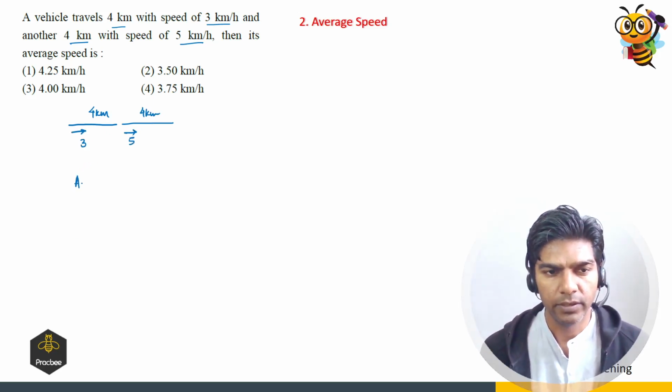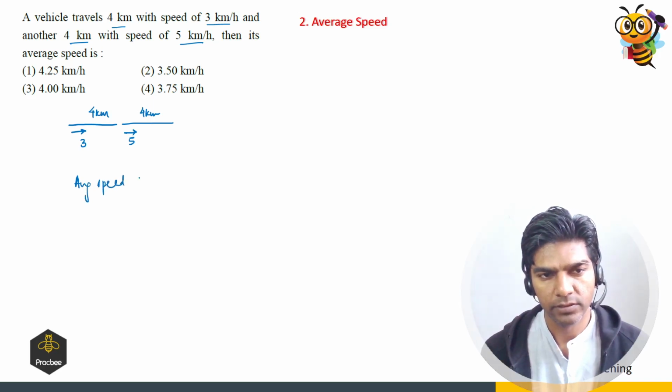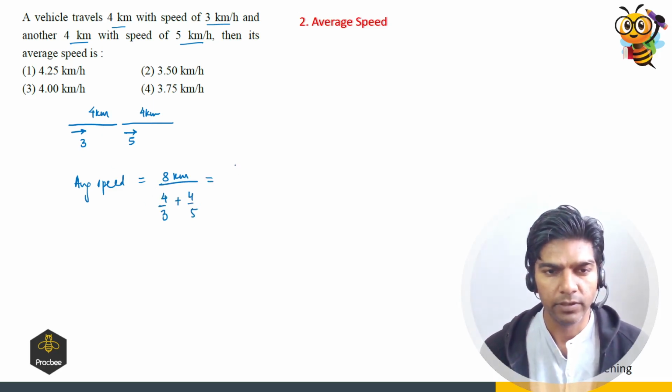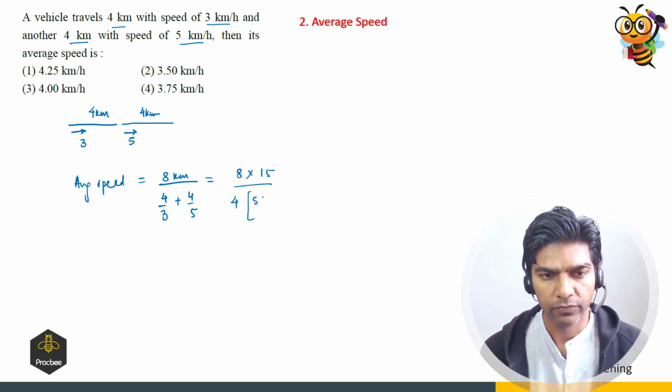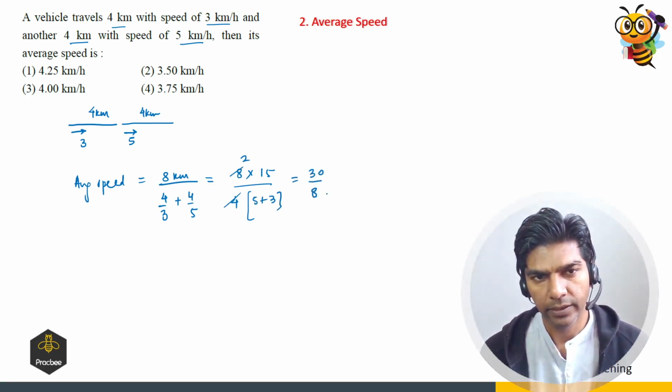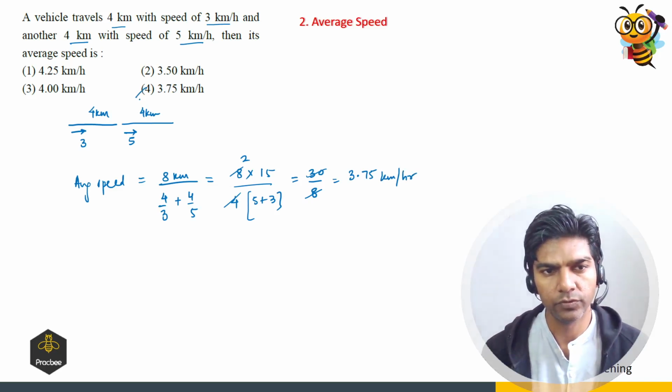So average speed is total distance over total time. The total distance will be 8 kilometers, and the time will be distance upon speed plus distance upon speed. So that will give us 8 times 15, which is the LCM, and we have 4 in the denominator, 5 plus 3. So that will give us 2. So 30 by 8, which is 3.75 kilometers per hour. So option 4 is the right answer.